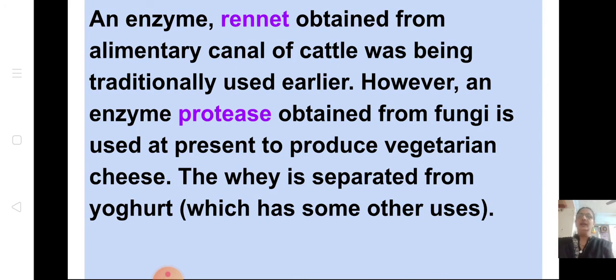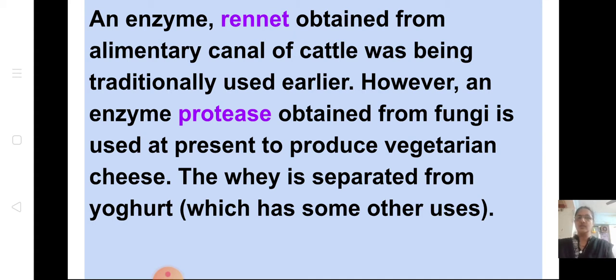Then after that, before, they used to use an enzyme, rennet. Long back, a traditional method was different. Rennet, which is obtained from the alimentary canal of cattle, was used for production of cheese. But now an enzyme called protease, obtained from fungi, is used at present to produce vegetarian cheese. The whey is separated from the yogurt, which has other uses. From this thick, dense yogurt, they produce the cheese.